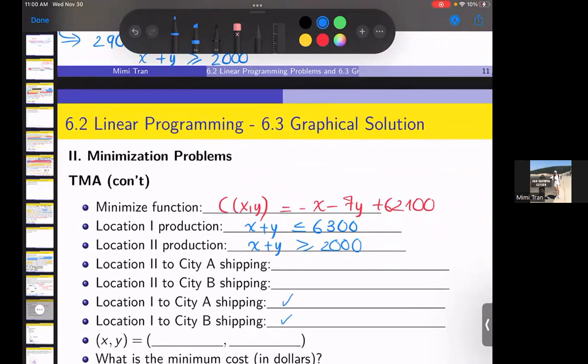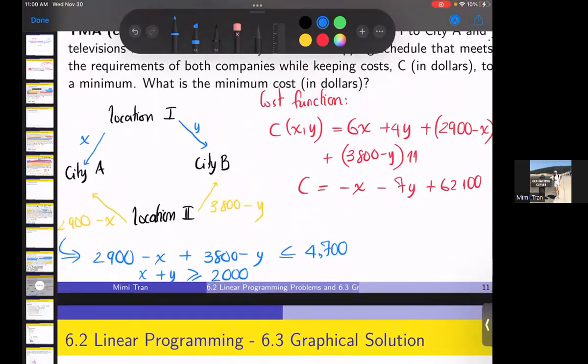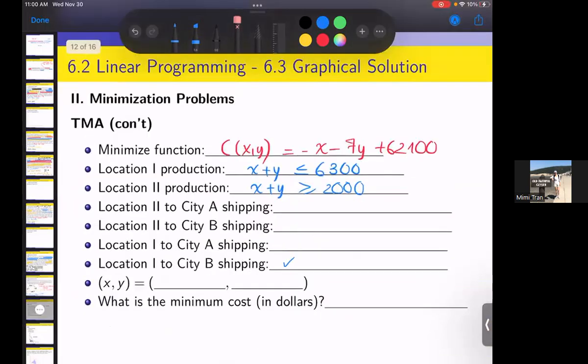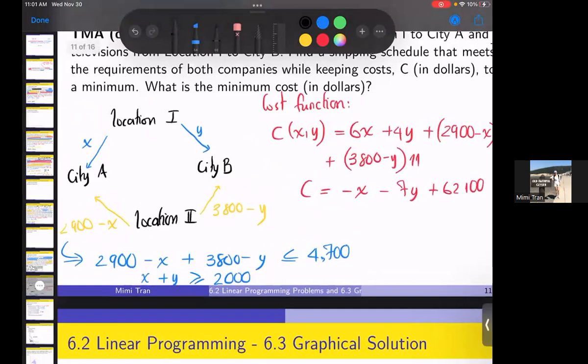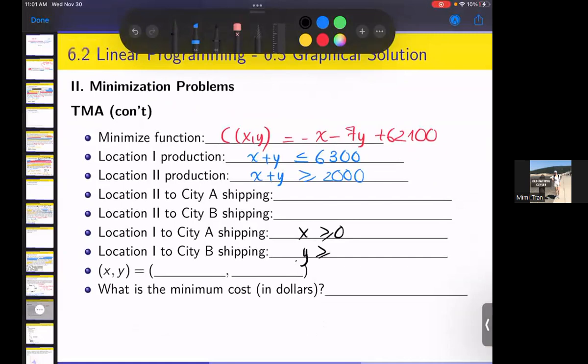The number of TVs being shipped from location 1 to CDA is X. And since you deliver TVs, it has to be a positive number, right? It can't be negative. So X has to be greater than or equal to 0. The number of TVs shipping from location 1 to CDB is Y. So Y has to be greater than or equal to 0.